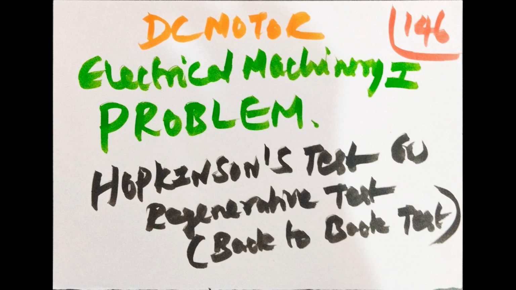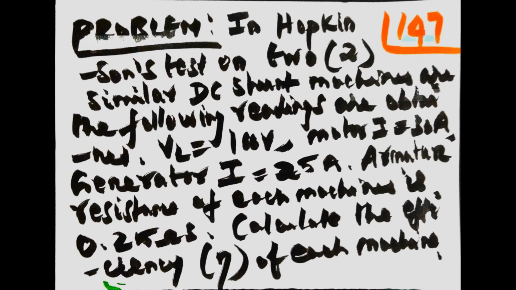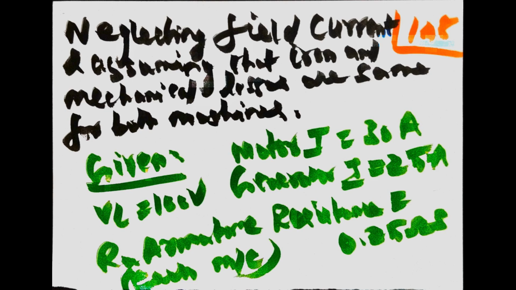DC motor, Electrical Machinery 1, problem. Hopkinson's test, or regenerative test, or back-to-back test. Those are the three names of that test. Kindly note, that is an important problem. Question: in Hopkinson's test on two similar DC shunt machines, the following readings are obtained. VL is equal to 100 volt, motor current is 30 ampere, generator current is 25 ampere. Armature resistance of each machine is 0.25 ohms. Calculate the efficiency of each machine, neglecting field current and assuming that iron and mechanical losses are the same for both machines.